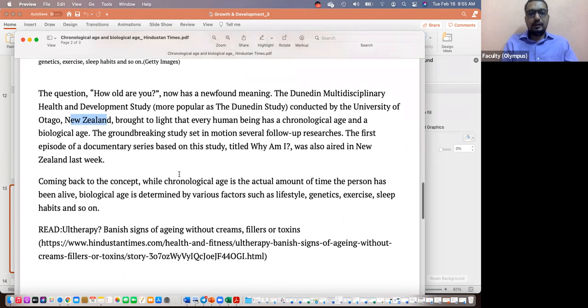So what is chronological age? Make a note of it. Chronological age is the actual amount of time a person has been alive. So it's your age based on the calendar, beginning at your birth.